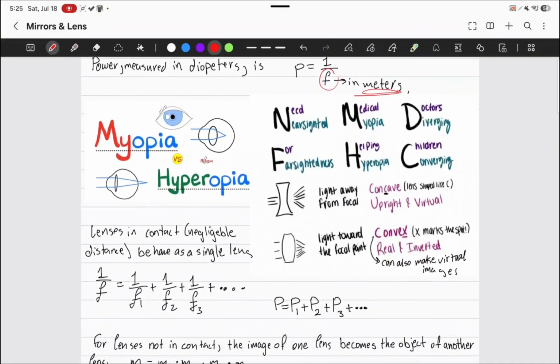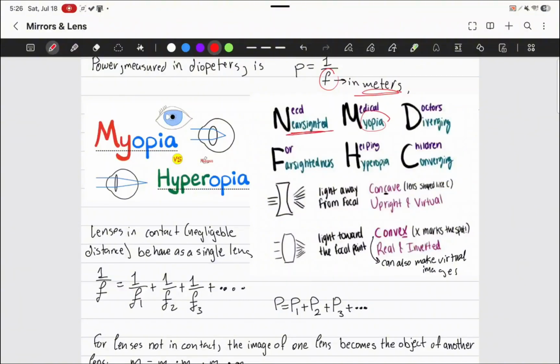And this is important because the MCAT loves to bring up the ideas of myopia and hyperopia, both of which are nearsightedness and farsightedness. They often ask where the image is forming, because your eye is a lens, and it converges light at a specific point, and your brain visualizes and processes that. So when you see myopia, always think of this acronym: NMD FHC. Need medical doctors for helping children.